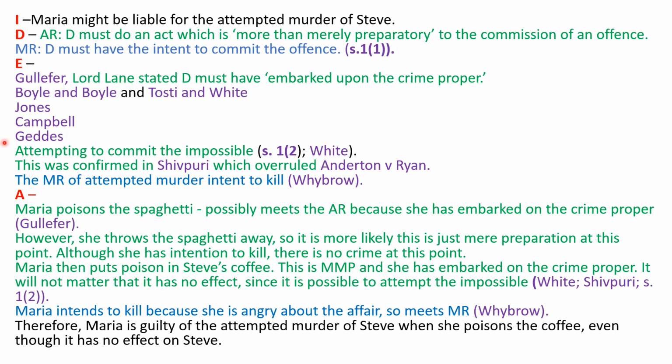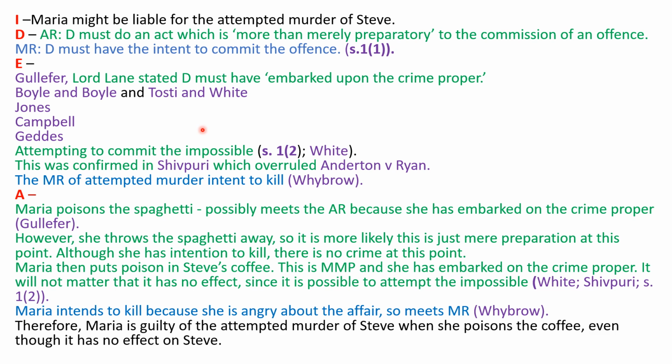Once you've dealt with those more than merely preparatory cases, you need to explain the fact, it's still relevant to the actus reus, that our defendant can be guilty of attempting to commit the impossible. And that comes from the case of White and also is enshrined in the legislation in section 1, subsection 2 of the Criminal Attempts Act. And if you recall, attempting to commit the impossible is a really interesting idea because it's the rule that if you try to do something, even if it's physically impossible for you to do it, you can still be guilty of attempting to do it.